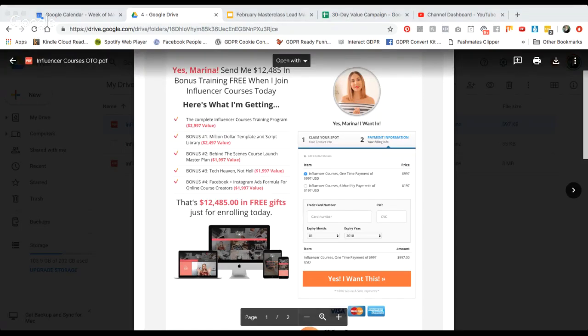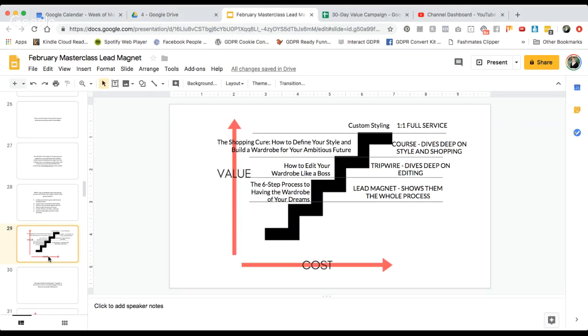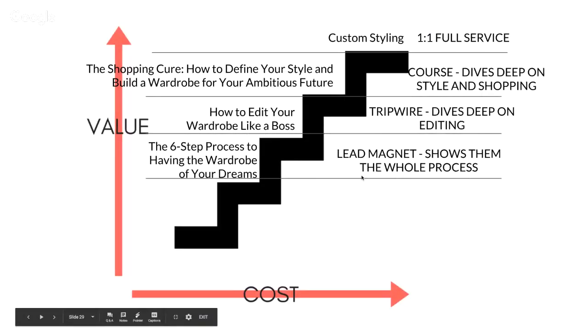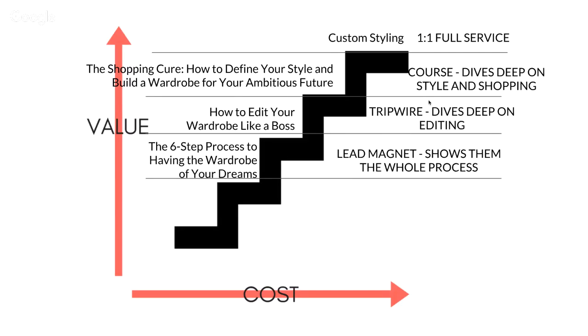So this is Marina's value ladder that illustrates this same method here, where you tell them the whole thing up front in the lead magnet, and then each subsequent offer, I don't know if she has a one-to-one service offer, but each subsequent offer is going to dive into the linchpin process that you need to achieve the outcome that the client wants.